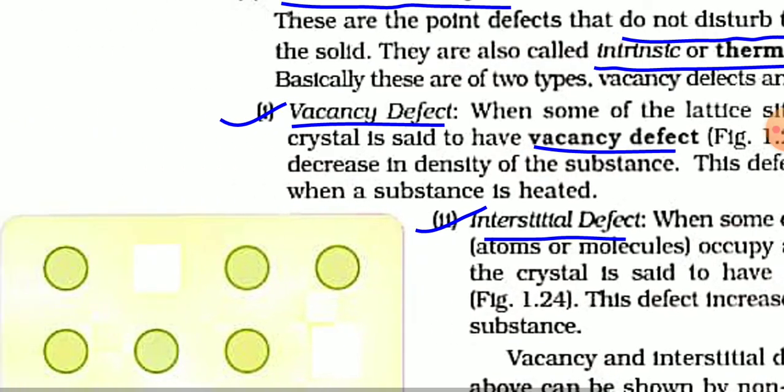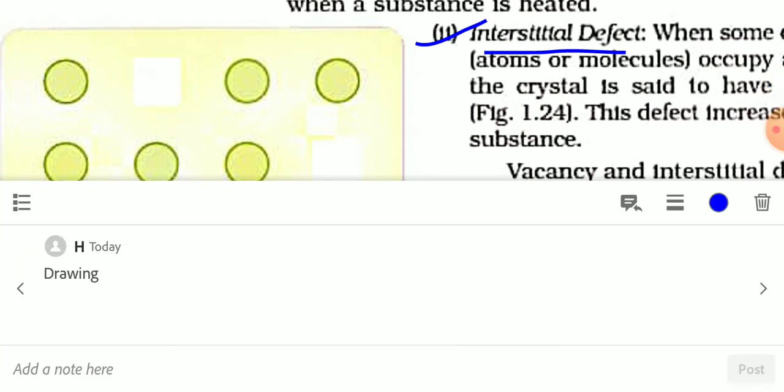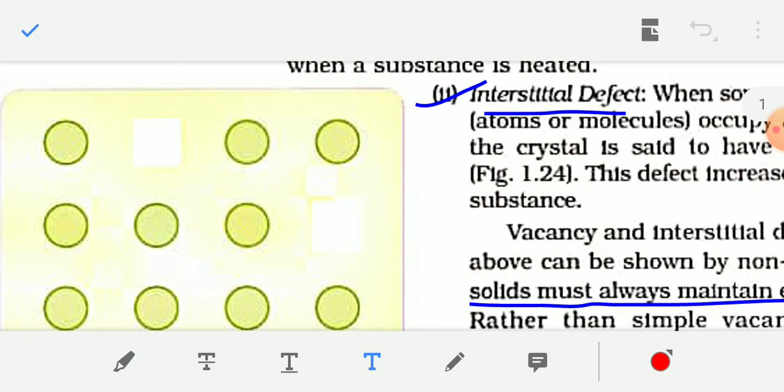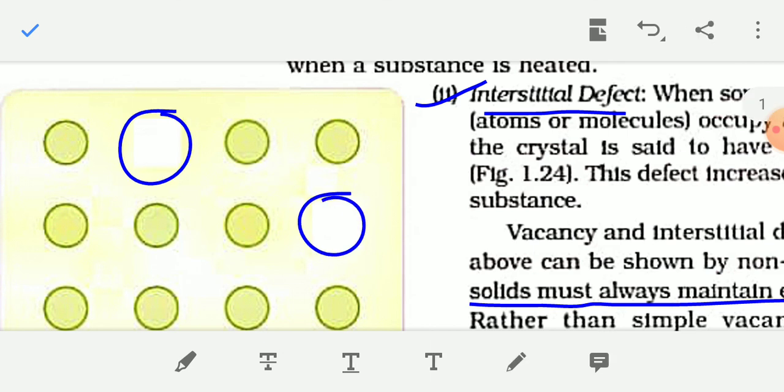Vacancy defect, this figure is for vacancy defect. You can see two particles are vacant. Okay, two particles are absent from the crystal lattice. This is vacancy defect. Okay, two particles, one particle from here, another particle from here, they are absent from the crystal lattice.